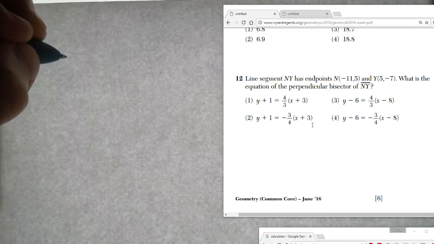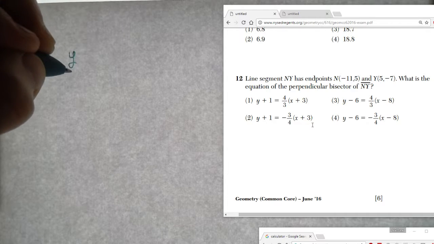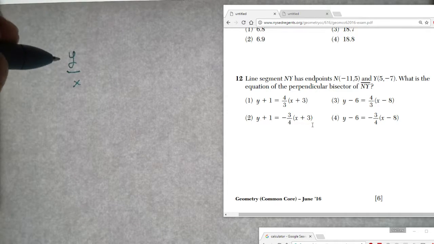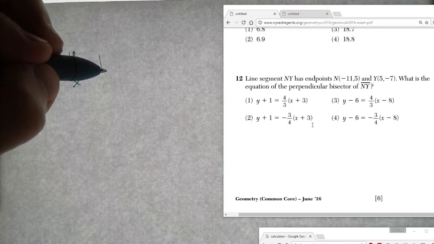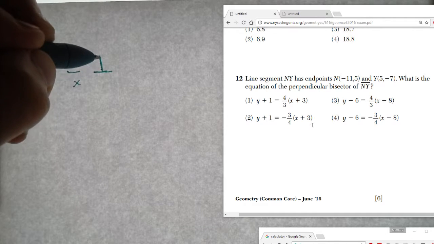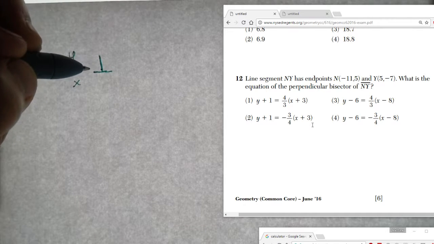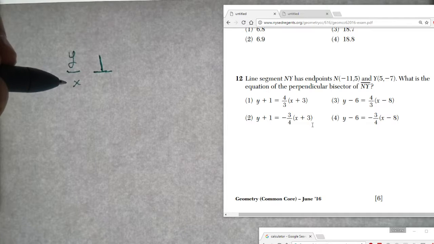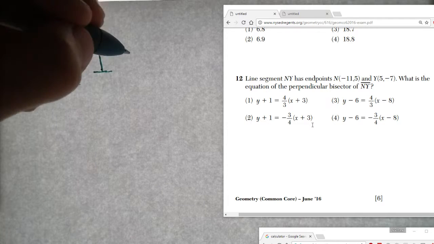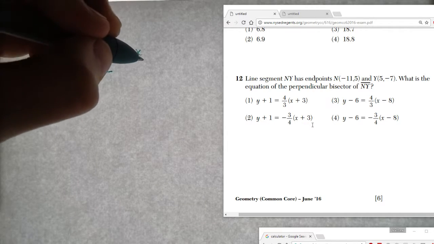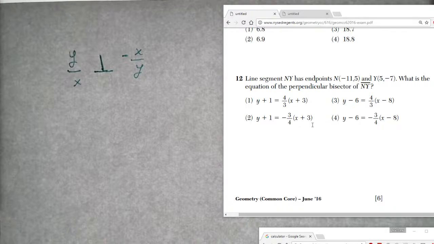So the first thing you should remember is that if I have a line with some slope, let's call it y over x, because I talk about my change in y over my change in x as slope, a perpendicular line to that will be the negative reciprocal. So if I'm perpendicular, I'm the negative reciprocal. Reciprocal means I swap the top and the bottom. It's just a fancy word for saying flip the top and the bottom. And negative means I change signs.